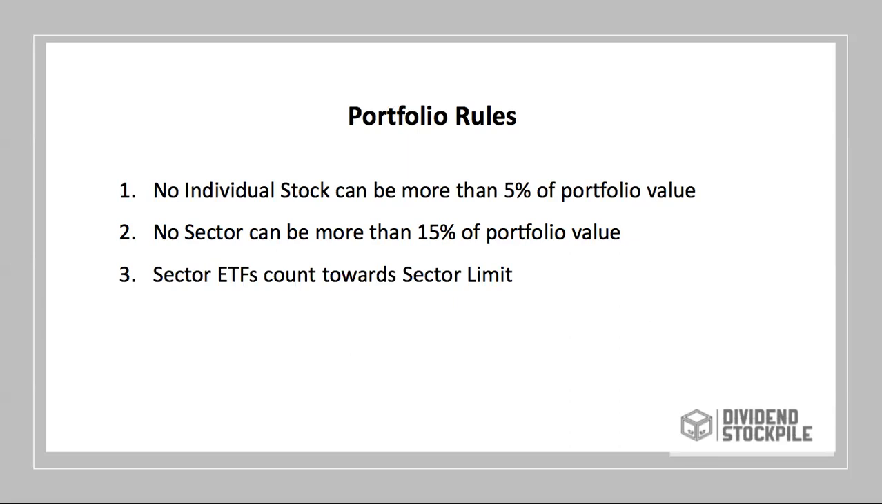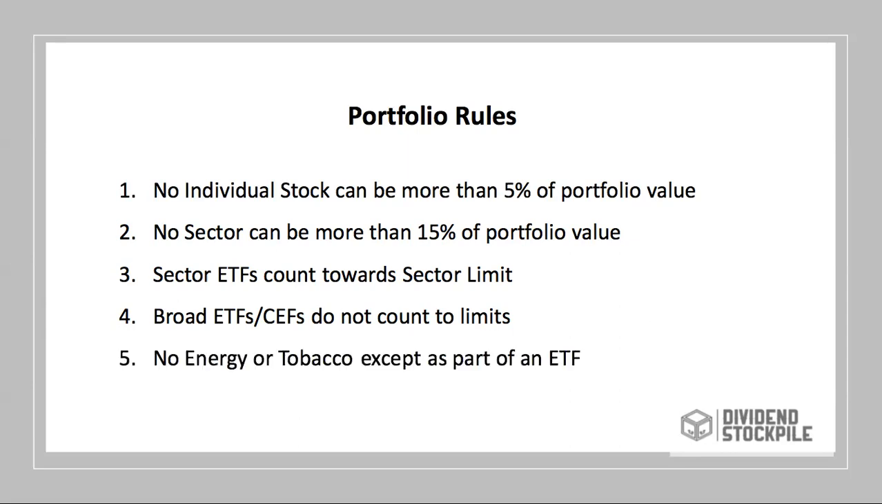If you invest in sector ETFs, those particular ETFs do count towards your sector limit. So if I had a financial services sector ETF, that would count towards my 15% maximum for that sector. But broad-based ETFs and closed-end funds do not count to the limits because they themselves are properly diversified within the ETF and closed-end fund itself. I've chosen not to invest in any kind of energy stock or tobacco stock except if it's already part of an ETF, but I'm not going to have any individual holdings in those two categories. And lastly, just to reinforce, the diversification of income sources is paramount to this investment strategy.